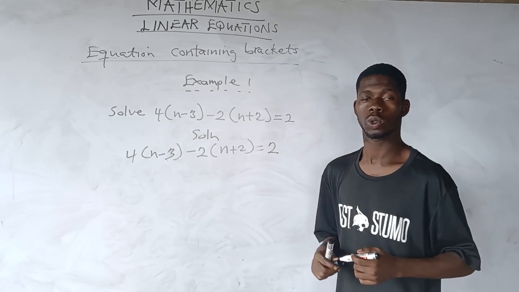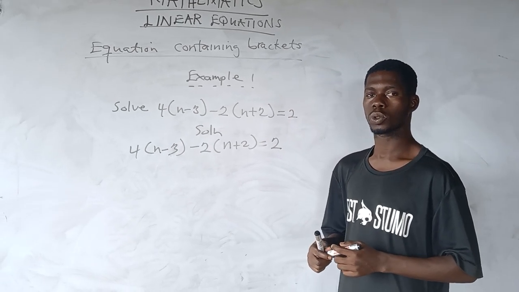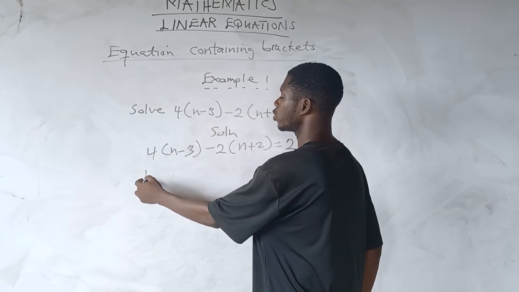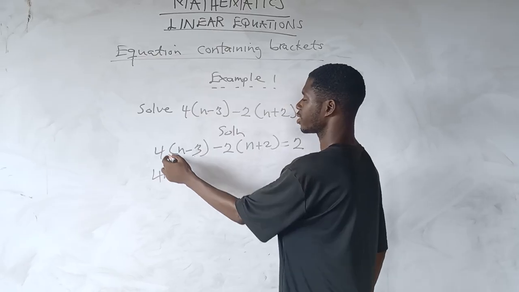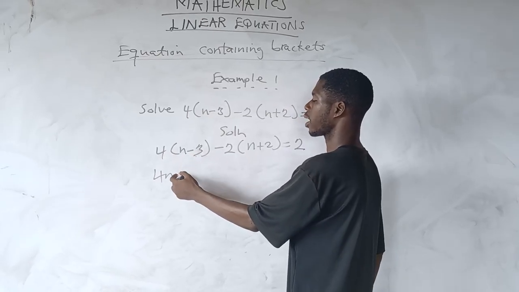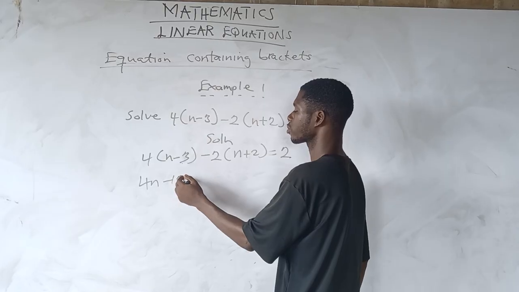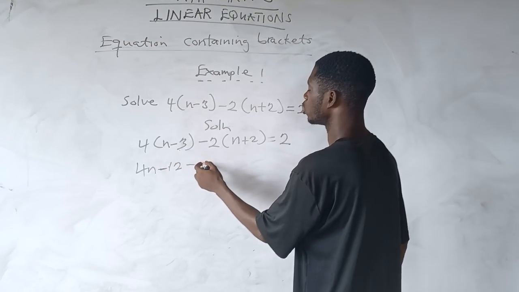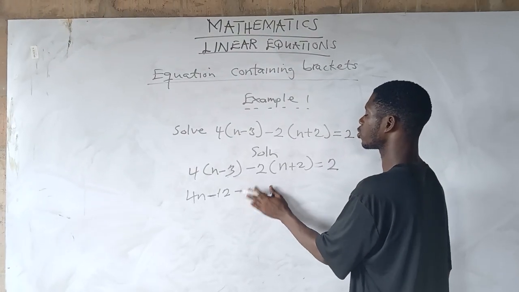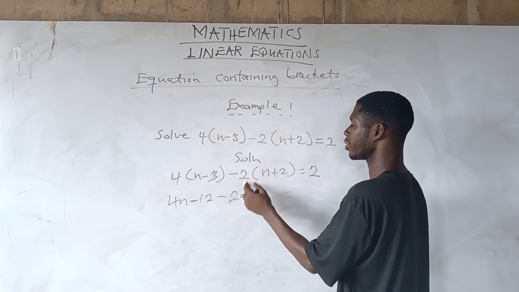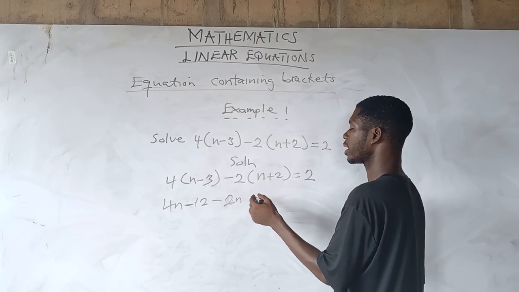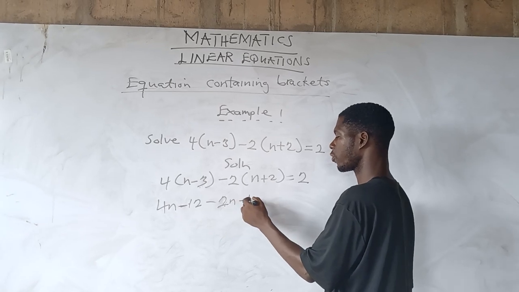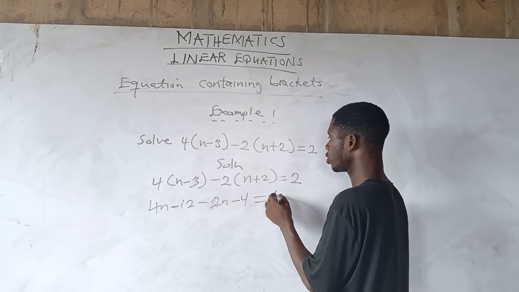So what you have to do is to expand the brackets. You are supposed to expand the bracket. If you expand it, you get 4n, then 4 times negative 3 becomes negative 12. Minus 2n. So negative 2 multiplying n, you get minus 2n. Negative 2 multiplying 2, you get minus 4, equal to 2.